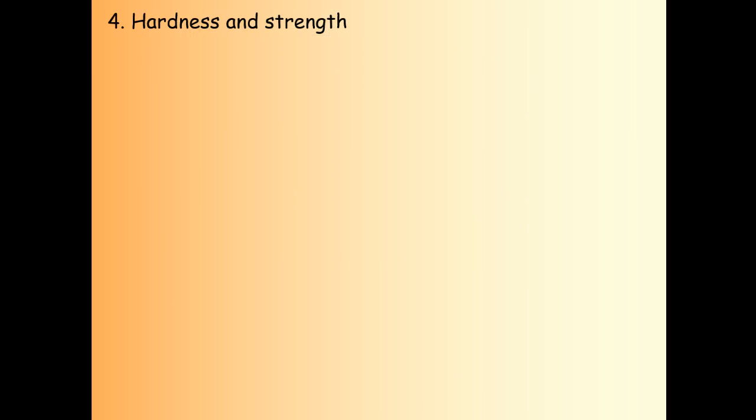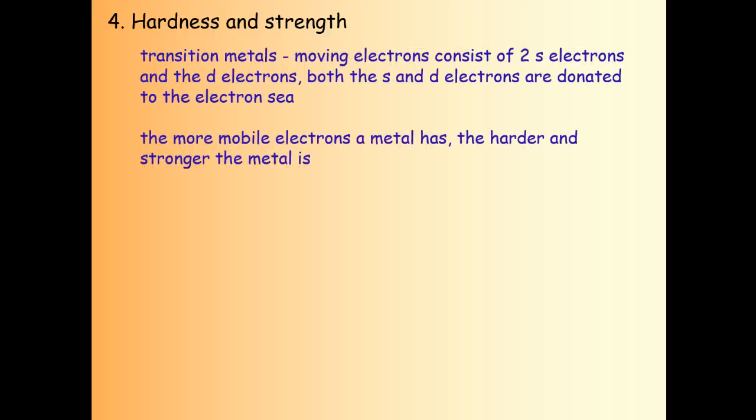Lastly, metals are hard and have strength. And if we take a look at the transition metals, they're a lot harder and stronger than those in group 1 and group 2. The moving electrons, the delocalized electrons, consist of those 2 electrons in the s sublevel and then d block electrons. Both the s and the d electrons are donated to the electron sea for those transition metals. The more mobile electrons a metal has, that is, the more d electrons that are contributed, the harder and the stronger the metal is.